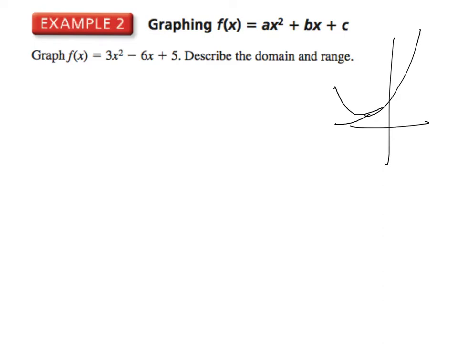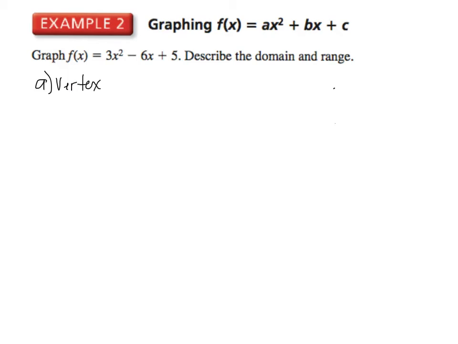I don't know. So keep in mind that when you are actually plugging in values, the first thing you have to find is that vertex. I cannot stress this enough. Always find the vertex when you graph this thing. So step 1, find the vertex.